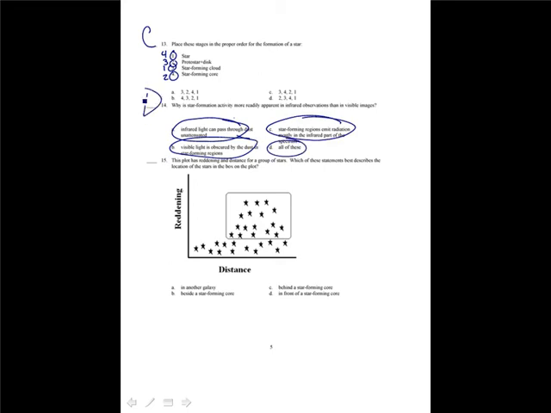This plot has reddening and distance for a group of stars. Which of these statements best describes the location of the stars in the box on the plot? Alright, well, these stars have greater reddening. That means that their light is being reddened by the dust in a star-forming region. So they're not beside a star-forming region or in another galaxy. They're behind a star-forming core.